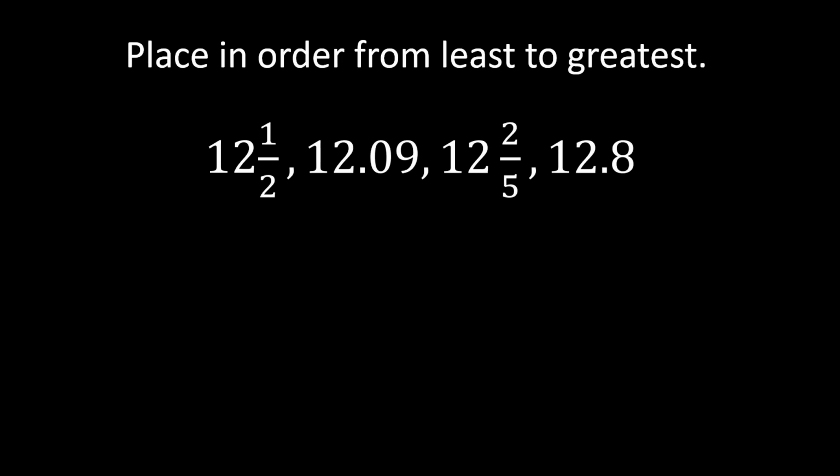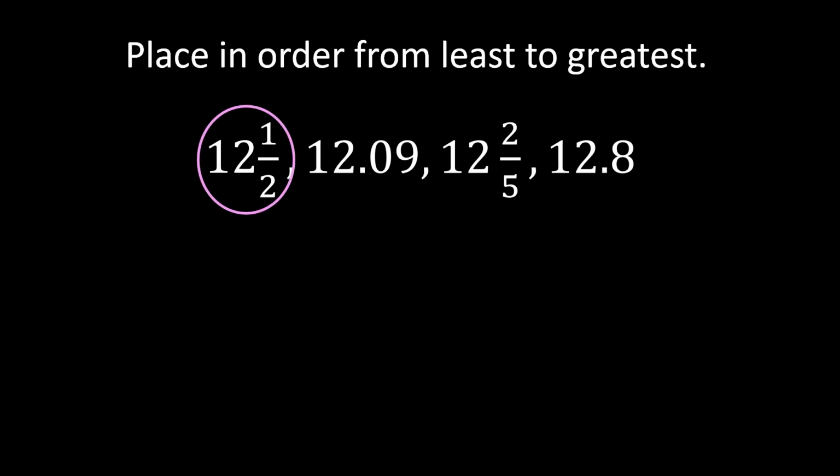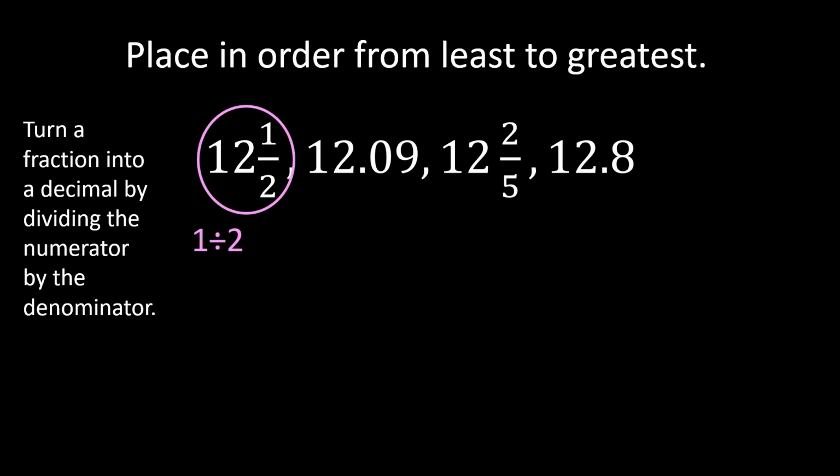We are going to place these numbers in order from least to greatest. To make comparing the values easier, we're first going to turn any number that's not in decimal form into a decimal, starting with 12 1/2. If you know that 1/2 is 5/10, then you don't have an extra step to do here. But if you need to calculate it, we divide the numerator by the denominator to turn a fraction into a decimal. 1 divided by 2 is 5/10. So 12 1/2 is 12 and 5/10.